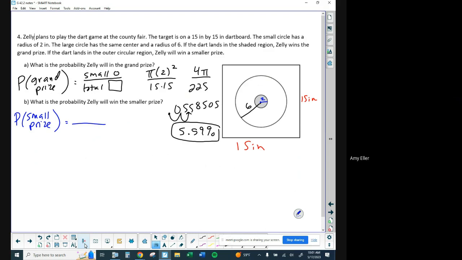We need to be careful here. We cannot say this. The big circle over the total square. I thought the bigger circle is how we get the small prize. What's the deal? Right. Watch what happens if I highlight the whole big circle. Do I win the small prize if I hit anywhere in that circle? No, because if I hit in here, I got the grand prize. So we can't just say the whole big circle.